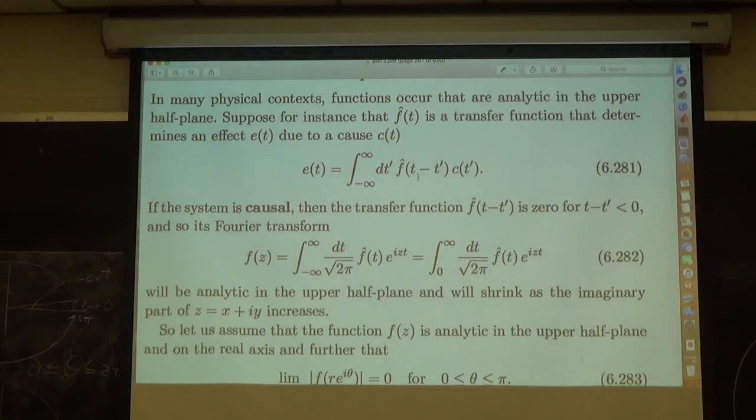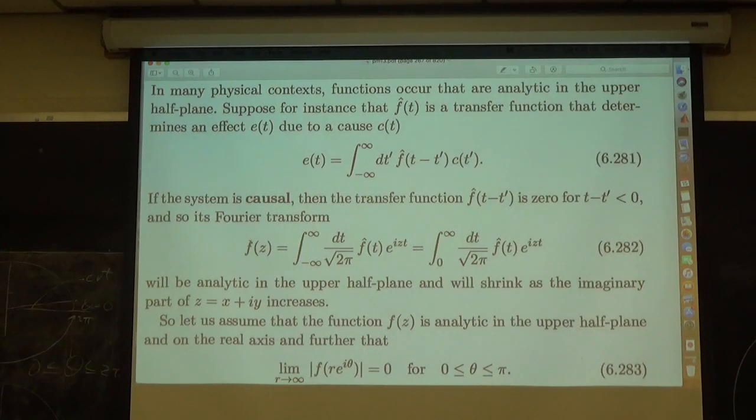And that means that this f is something that's zero for negative arguments. And so if you take the Fourier transform of the transfer function, you just have an integral from 0 to infinity. And now you see, since t is positive in this integral from 0 to infinity, this thing is going to be exponentially damped as z goes up in the complex plane. Because if z is x plus iy, this would be e to the minus yt. So f of z is analytic in the upper half plane.